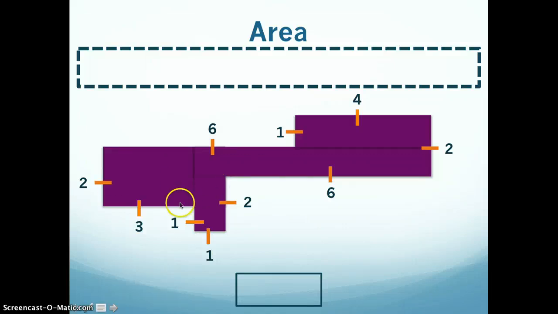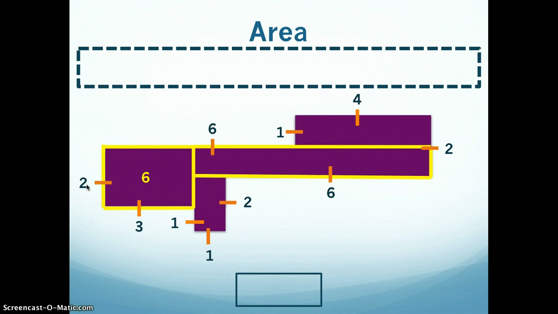I'm going to start on the left side within this yellow rectangle here. All right, so we have a length of 3. We have a width of 2. 3 times 2 is 6.